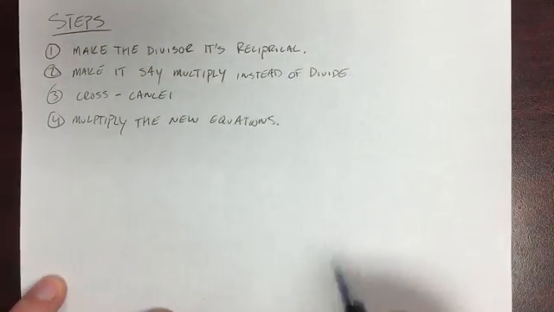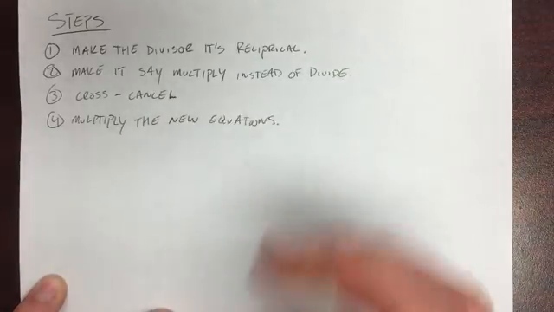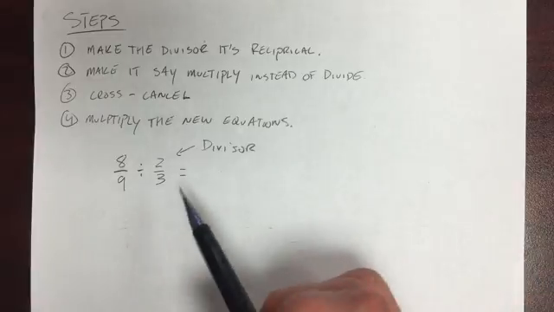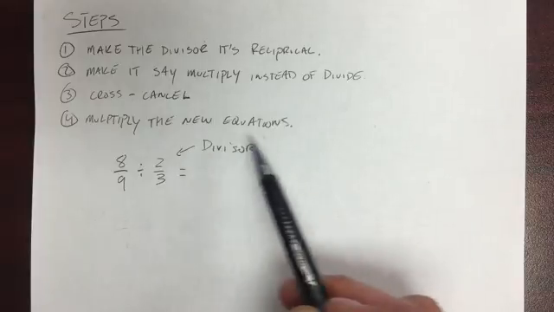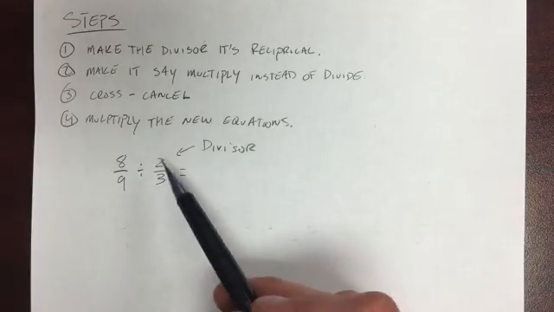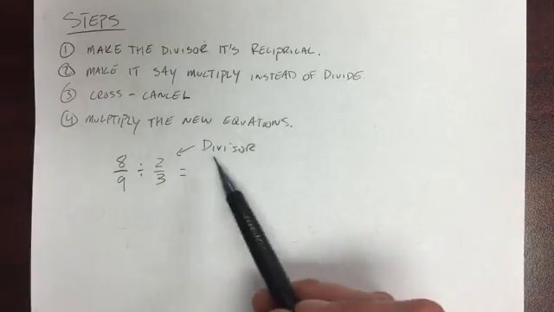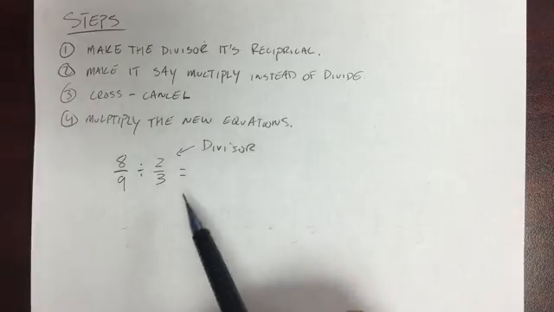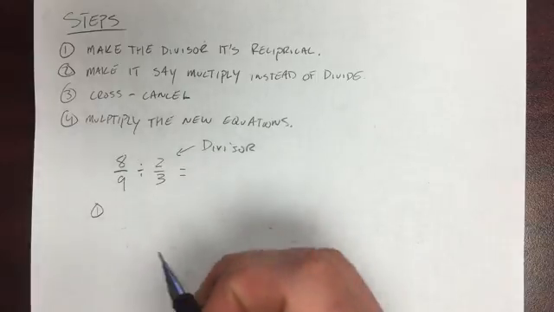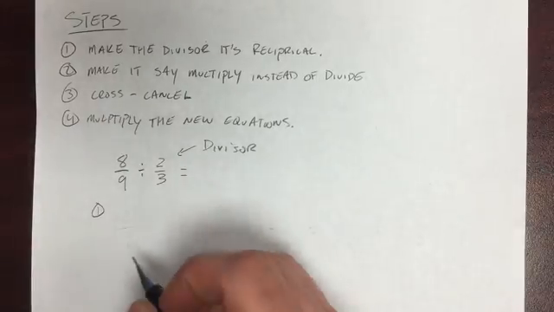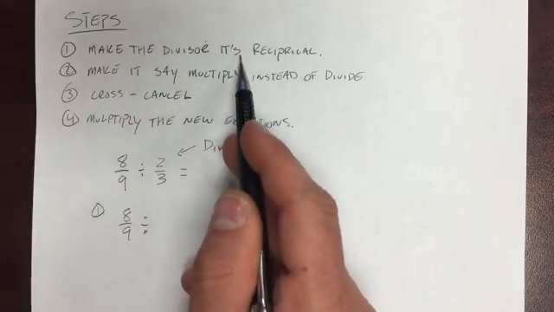Okay, so let's look at another one. And I've written the steps out from the other sheet of paper so we can remember what they are. So let's look at another problem. We're going to look at 8/9 divided by 2/3. And if we remember the second number that we're dividing by, we want to know how many 2/3 fit in 8/9. The second number we're dividing by is called the divisor. It's what number we are dividing by. So what we're going to do is start with step number 1. We're going to say, well, 8/9 divided by, make the divisor the reciprocal.